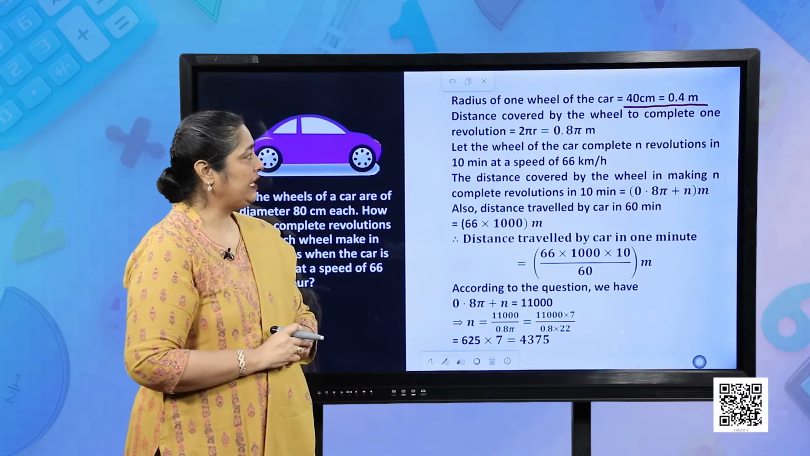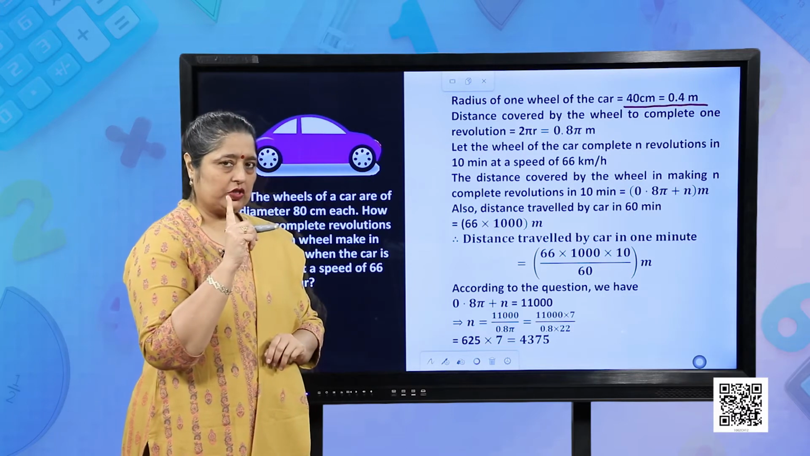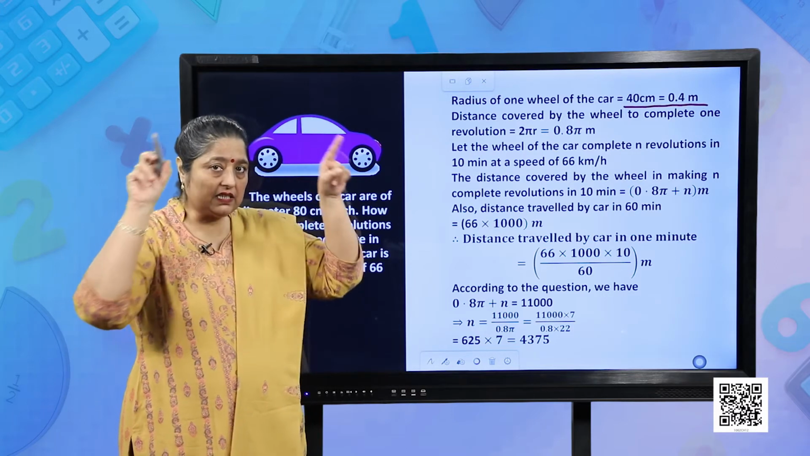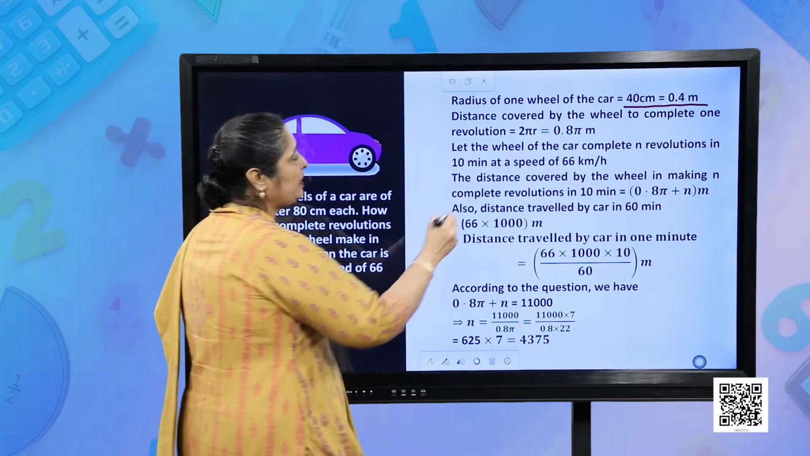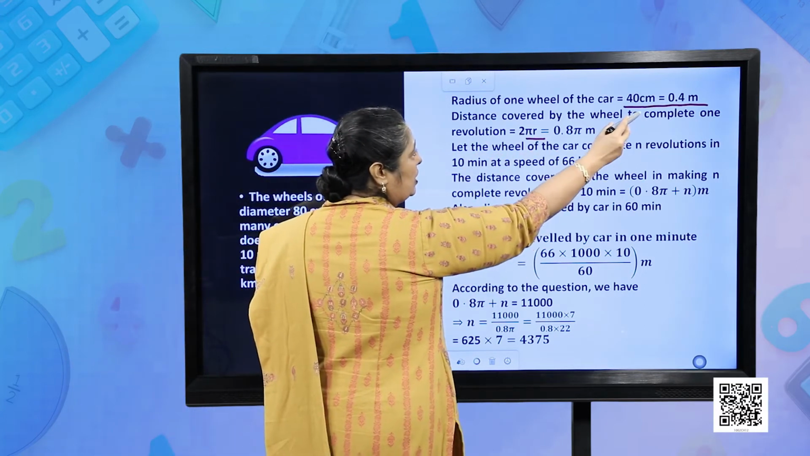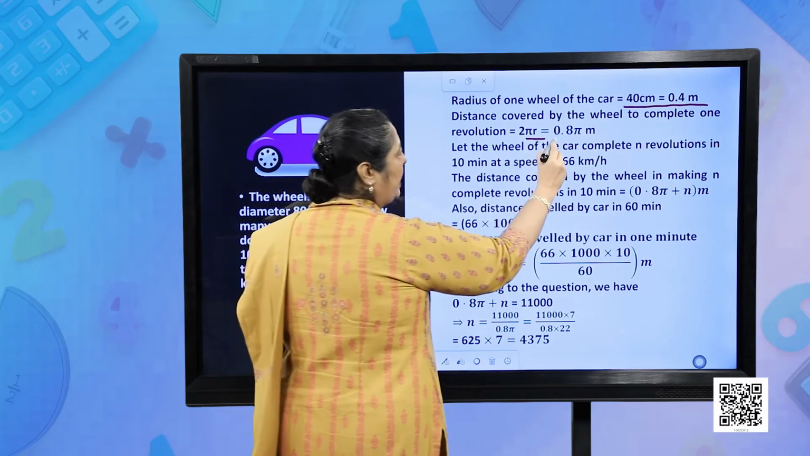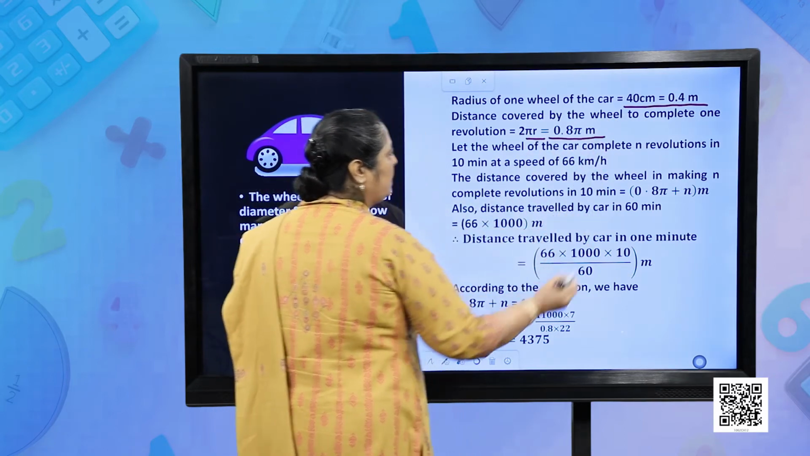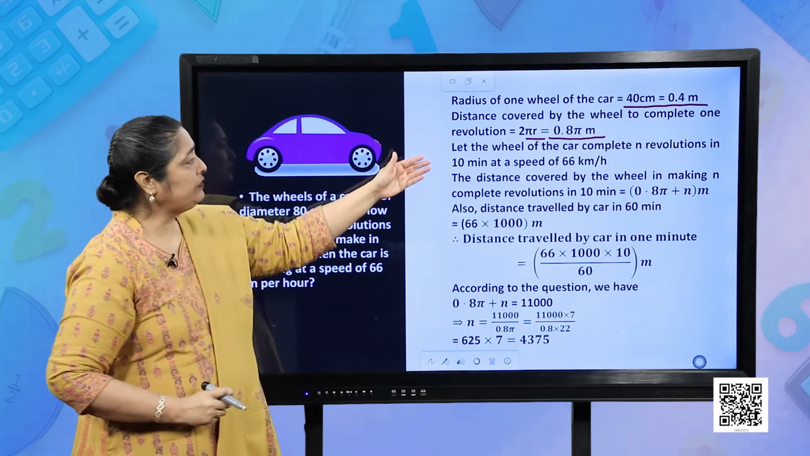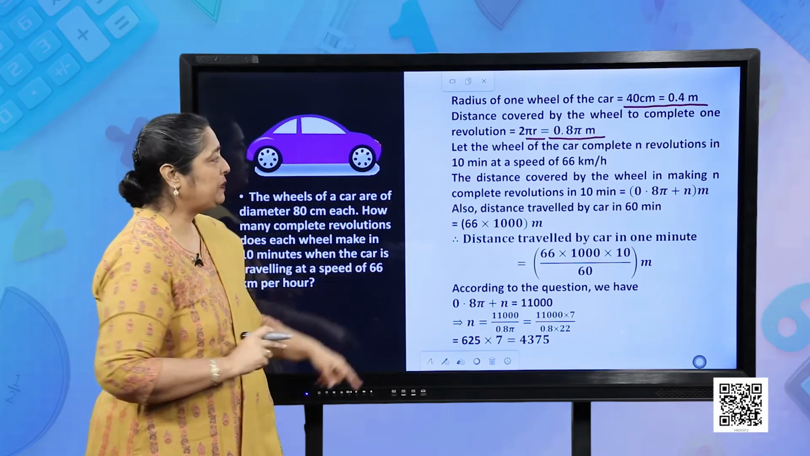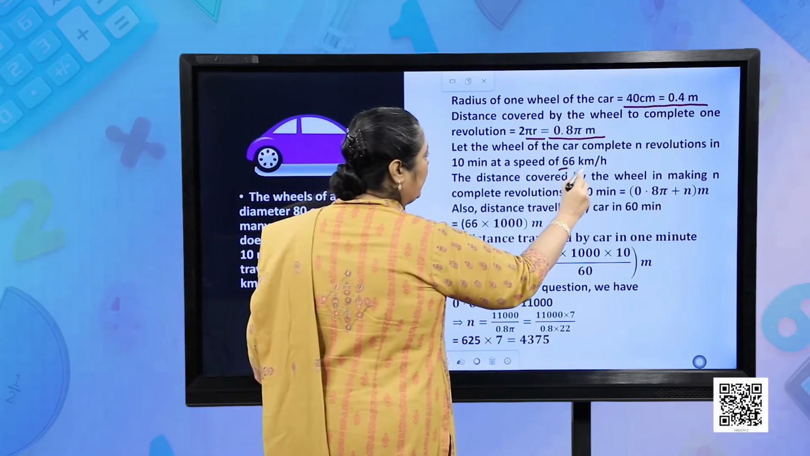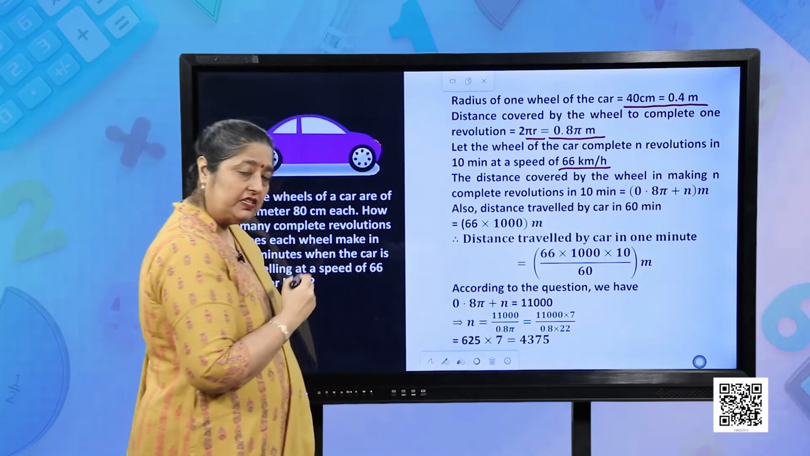The distance covered by the wheel to complete one revolution is the circumference of the wheel, which is 2 pi r. Substituting the value of r as 0.4 meters, we have 0.8 pi meters. Let the wheel of the car complete n revolutions in 10 minutes at the speed of 66 kilometers per hour. This is given in the question.